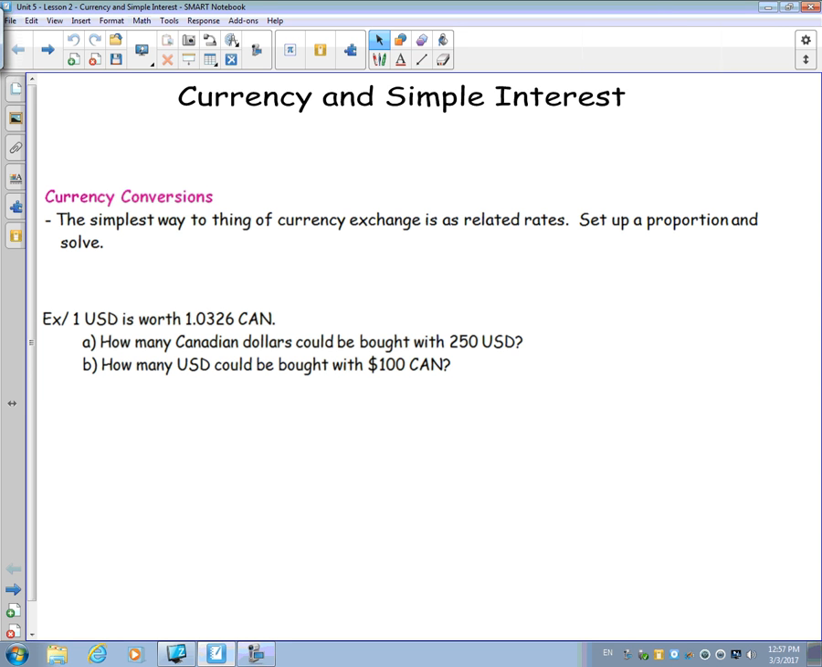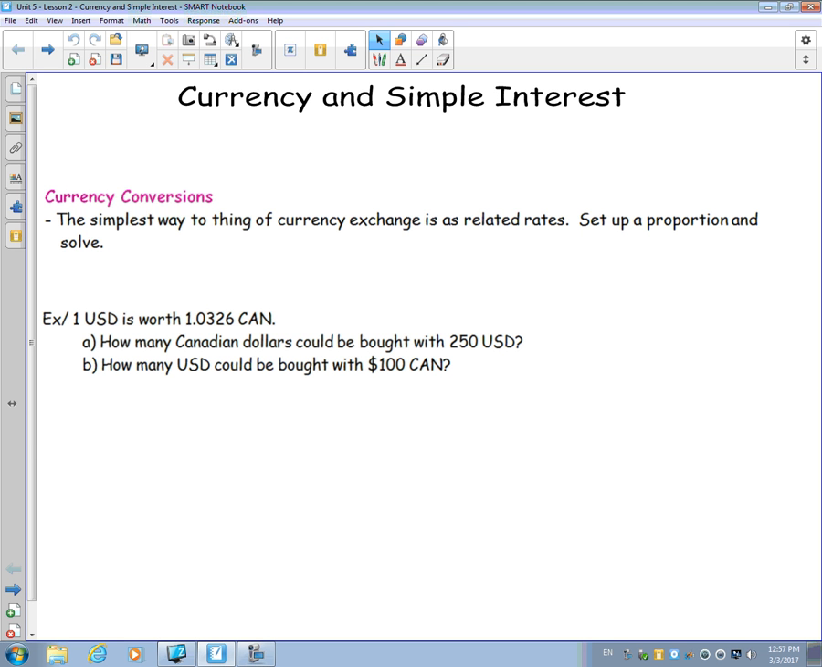In this lesson, we're going to examine some ideas about finance. In particular, we're going to look at currency conversions and simple interest. Start with some basic ideas about how we can work with money in an international way. So one of the simplest things we should be able to work with is currency conversions.